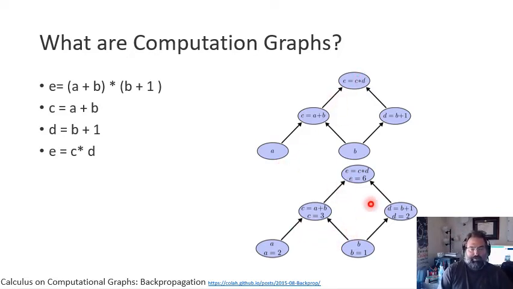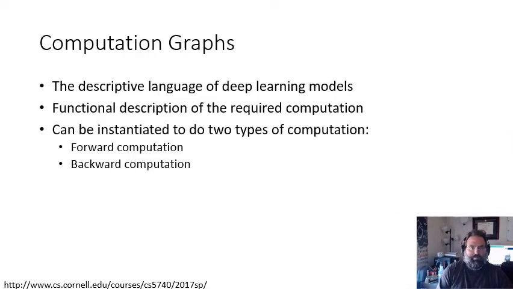And these become pretty compelling because they allow you to think of them in different ways rather than just a series of instructions. And it's a form of expression parsing. This is something that's not just limited, certainly, to AI. It's a way of representing things in a more structured way. And it is a descriptive language of deep learning models. So that is a key concept to understand. It's also a functional description of the required computation and can be instantiated in at least 2 types of computation, forward computation and backwards computation.